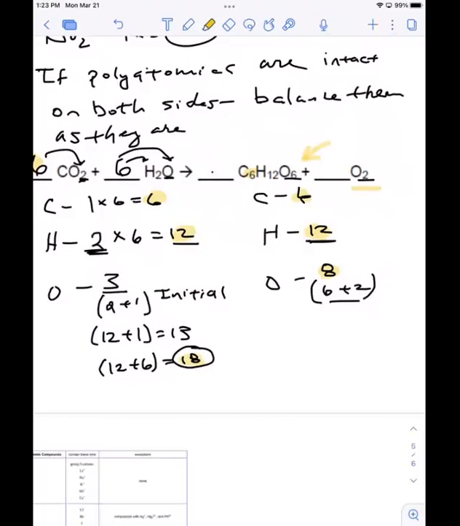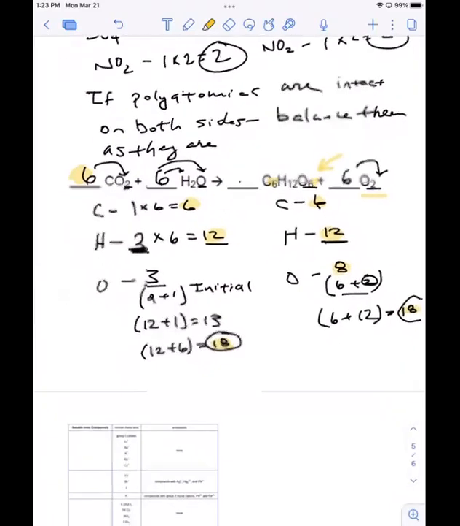So what would you do if I got 6 here already and I need 12 more? What could you do? Put another 6 in front of the O2. Put a 6 right here. And now this becomes 6 plus 12, because that is going to distribute to the subscript. All right, so that's going to go from 2 to 12, and then that's going to give me a total of 18 oxygens. So now my oxygens are also balanced.